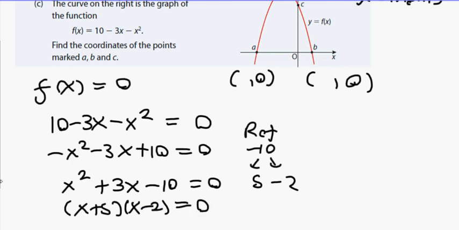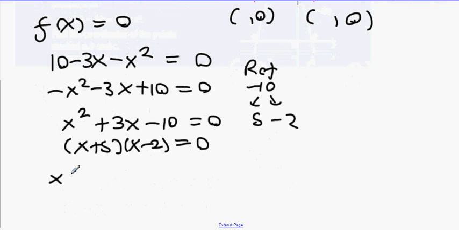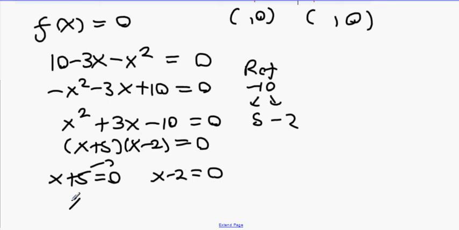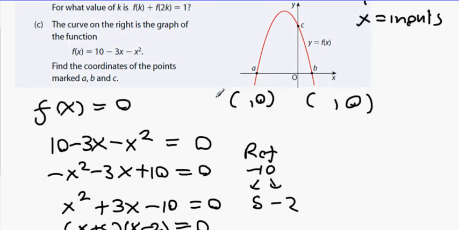Then what? X plus 5 equals 0. X minus 2 equals 0. Bring over the 5, what happens? X equals minus 5, bring over the 2. X equals 2. Who got minus 5 and 2? Okay, half, alright, so minus 5 and 2.